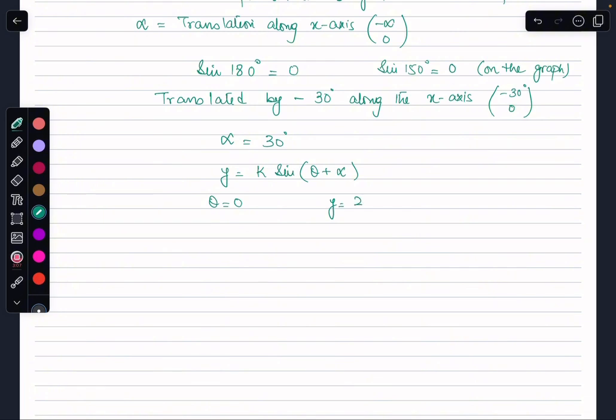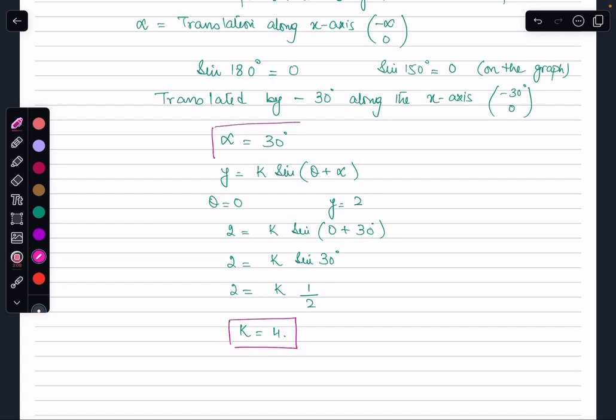So I can substitute all the values. I have my alpha also. So I can say 2 equals k sine of 0 plus 30 degrees, or 2 equals k sine of 30 degrees, and sine of 30 degrees is equal to 1 over 2, so this k value needs to be 4 here. So k equals 4, alpha equals 30 degrees, and this is what the question was asking us for.